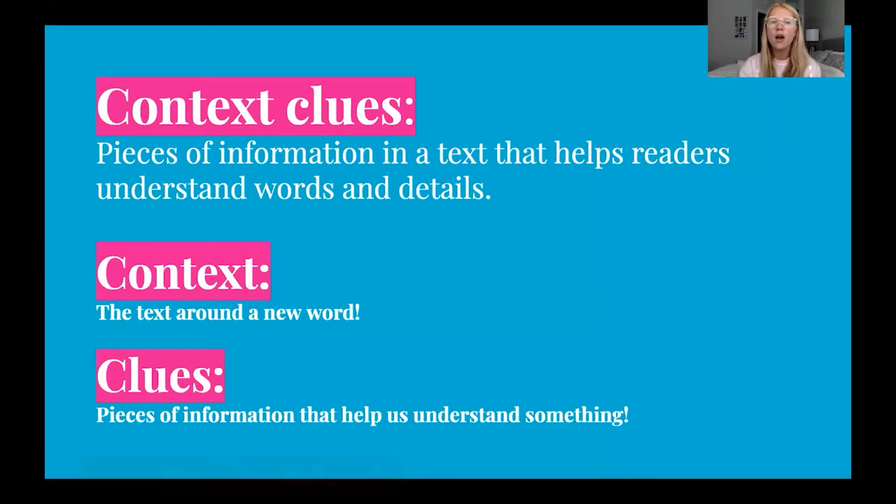Let's begin by going over what are context clues. Context clues are pieces of information in a text that helps readers understand words and details. The word context means the text around a new word. And clues means pieces of information that help us understand something. So when you take the definition for context and the definition for clues and put them together, we get context clues, again, which are pieces of information in a text that help readers understand words and details. So for the purpose of today's lesson, we're going to be looking for examples as context clues within a sentence to identify an unknown word.